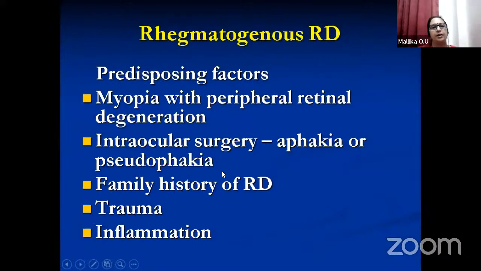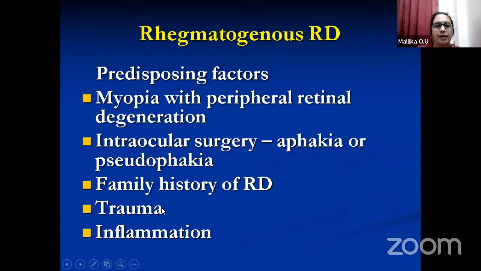So these are all things I have already mentioned. Predisposing factors: myopia with peripheral retinal degeneration. I already explained the peripheral retinal degeneration, that is lattice degeneration, white without pressure, diffuse chorioretinal atrophy, pigment clumps. Any patient who underwent cataract surgery or any surgery, aphakia or pseudophakia, the vitreous becomes fluidic. Family history of RD, retinal detachment, is again a predisposing factor.